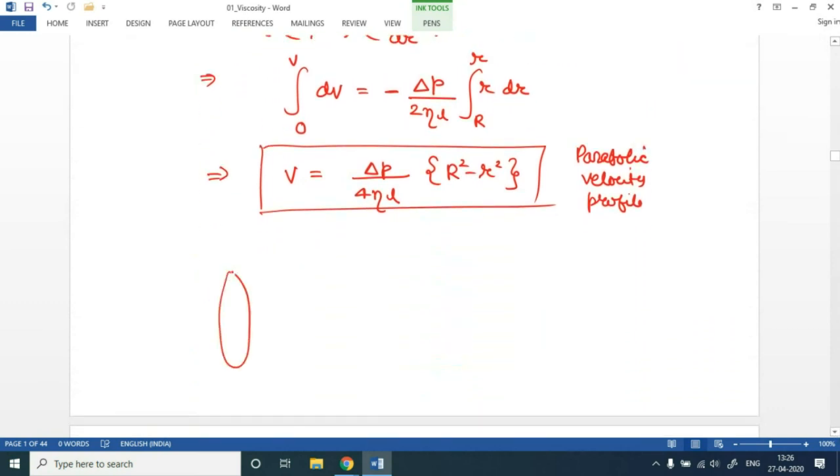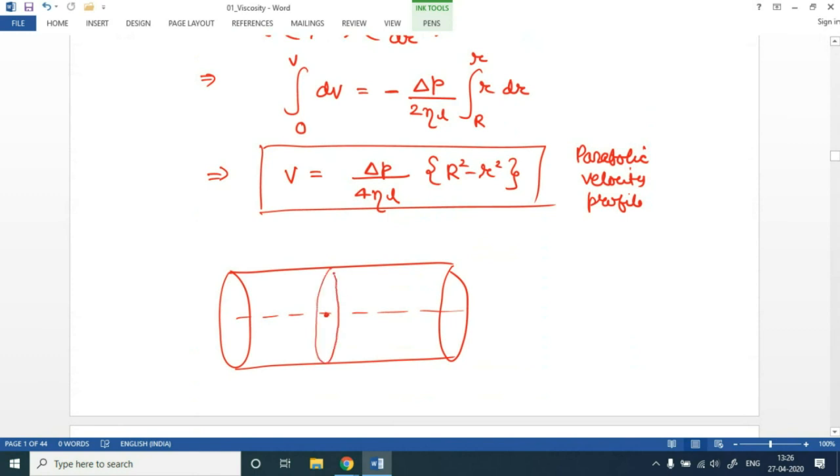So if this is the pipe, the liquid at the axis is going to be moving with the greatest velocity. So this is the kind of profile we are having, and this is given by this expression. This is known as the parabolic velocity profile.